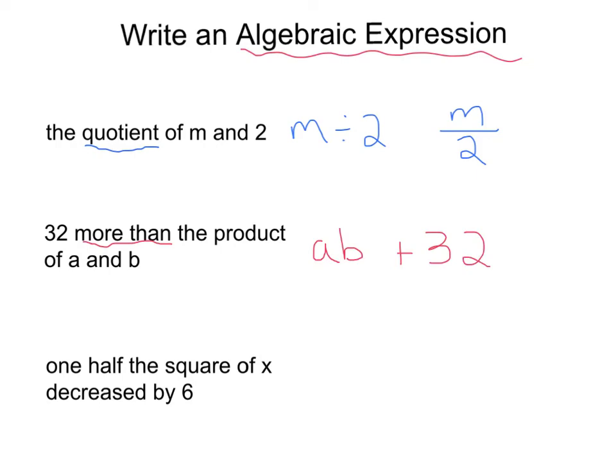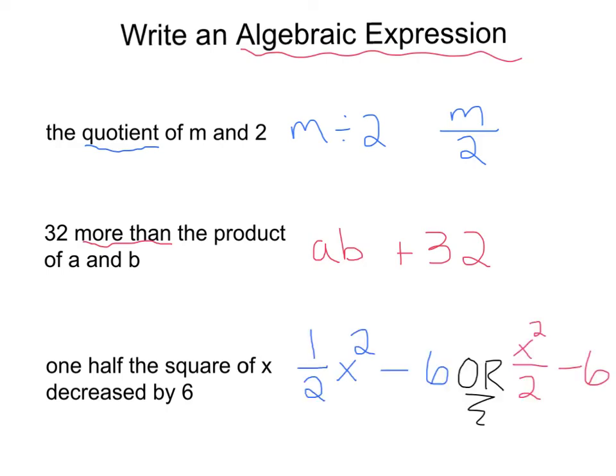Okay, once again, I want you to pause the video and try this last one on your own. 1/2 the square of x decreased by 6. I have written it two different ways. 1/2 the square of x, so 1/2 x squared, you can multiply x squared times 1/2, or you can divide it by 2, which is the same as cutting it in half. And then decreased by 6 means you're subtracting 6.